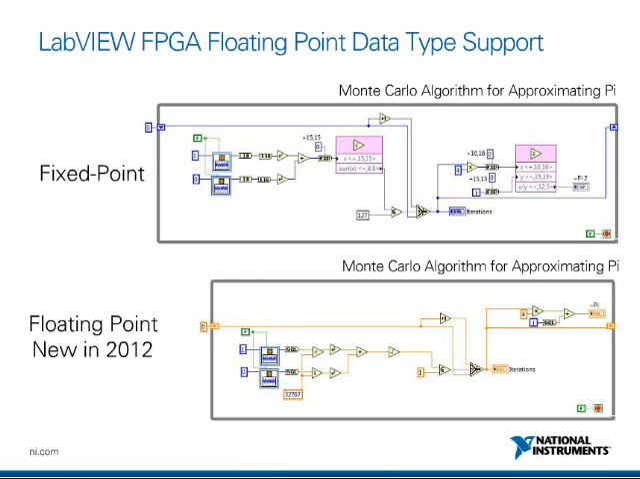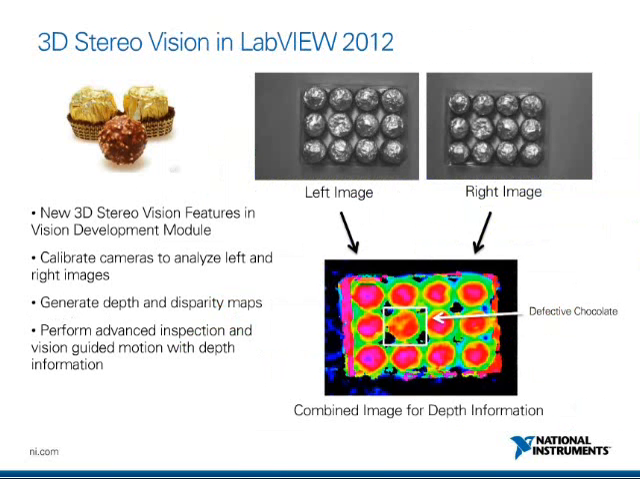What you're seeing here on the slide is an illustration of the implementation of the Monte Carlo algorithm. On the top you're seeing what would have been required to manually convert the data types using fixed point math, and on the bottom you're seeing how it's become much simpler, thanks to the fact that the mathematical palette now supports floating point numbers in LabVIEW FPGA 2012.